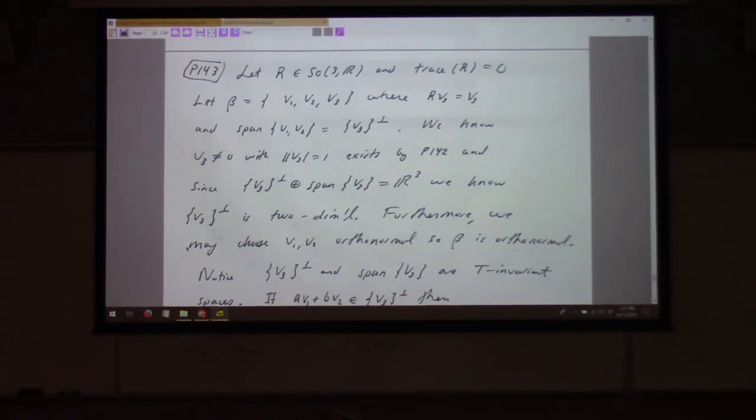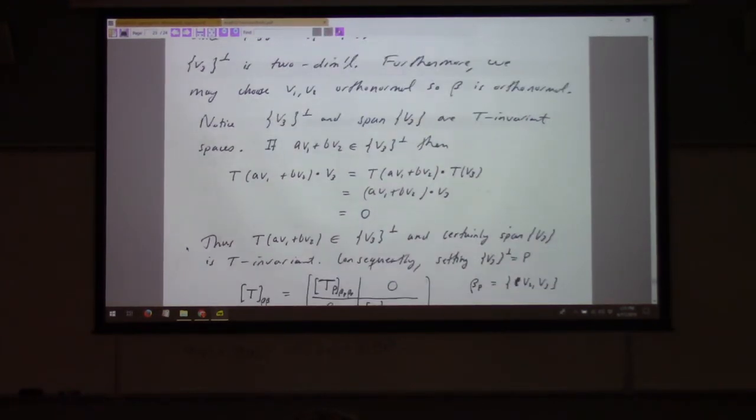I'm sorry, I've forgotten my jibber jabber. So the long story short of it is, if I can build V1, V2, and V3 in this way, if you look at the formula for T, it's zero for any linear combination of V1 and V2. It acts on V3 to be zero. And let's see here. I'll get to the point eventually, guys.